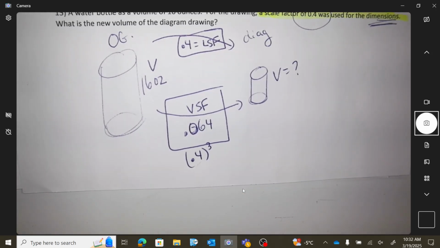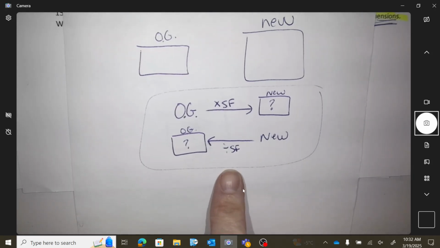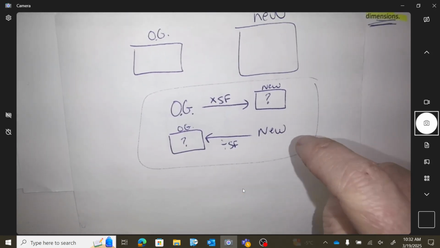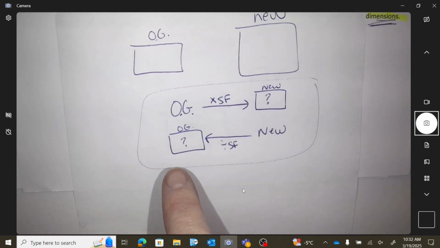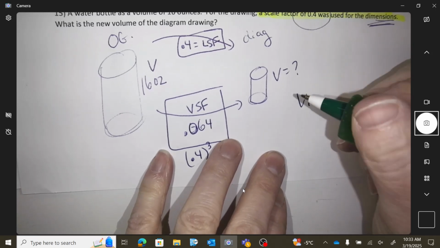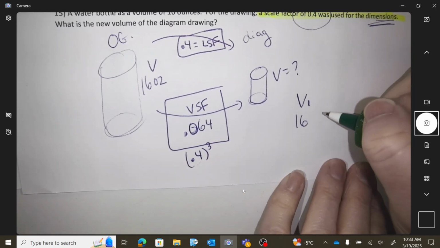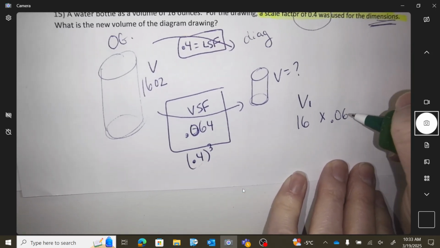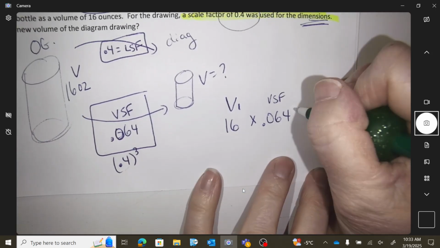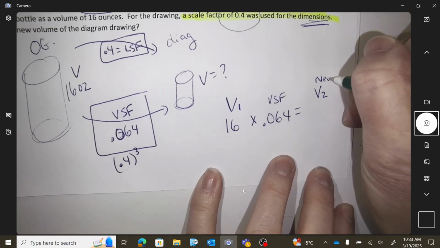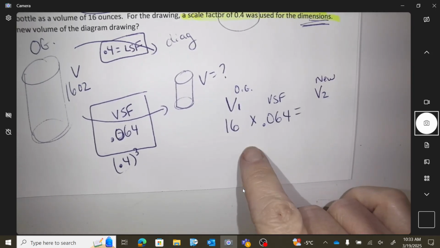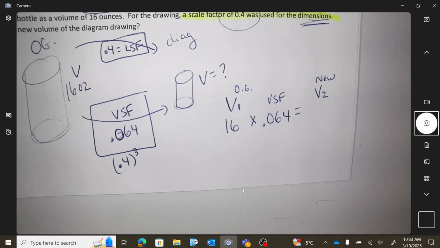So we just wrote it on our cheat sheet. What do I want to know? I want to know something about the new. So I'm going to take the original volume, volume 1, which is 16. I'm going to times it by the volume scale factor. Does that make sense? The original volume times the volume scale factor will get me to the new volume.